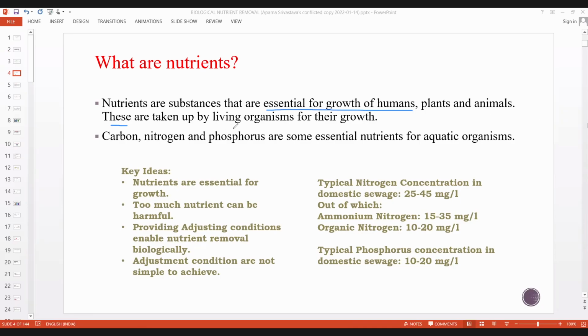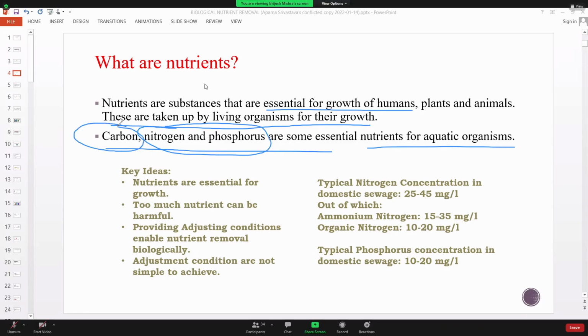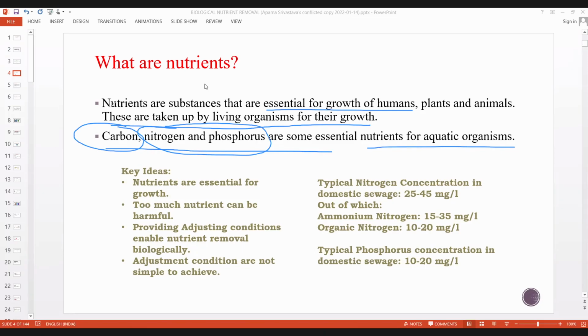Plants and animals take these for their growth, and carbon, nitrogen, and phosphorus are some essential nutrients for aquatic organisms. That's why, when I'm talking about nutrients, we are more focused on nitrogen and phosphorus, because removal of carbon content is quite easy, and COD removal is a conventional treatment process.